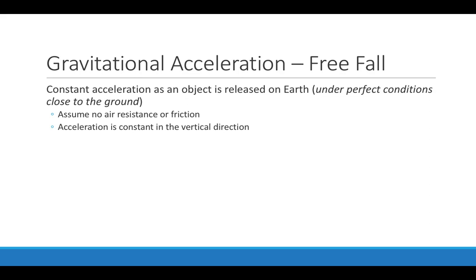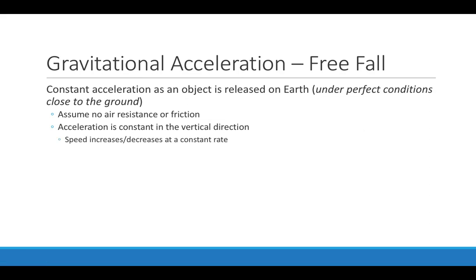Some of the things that we consider when we look at gravitational acceleration is that the object is under perfect conditions, which means that we have to assume that there's no air resistance or friction. And we also have to assume that the acceleration is uniform throughout the entire Earth, which it's not. Actually, the acceleration depends on where you're located vertically. So if you're at the top of a mountain versus at sea level, the acceleration will be slightly different.